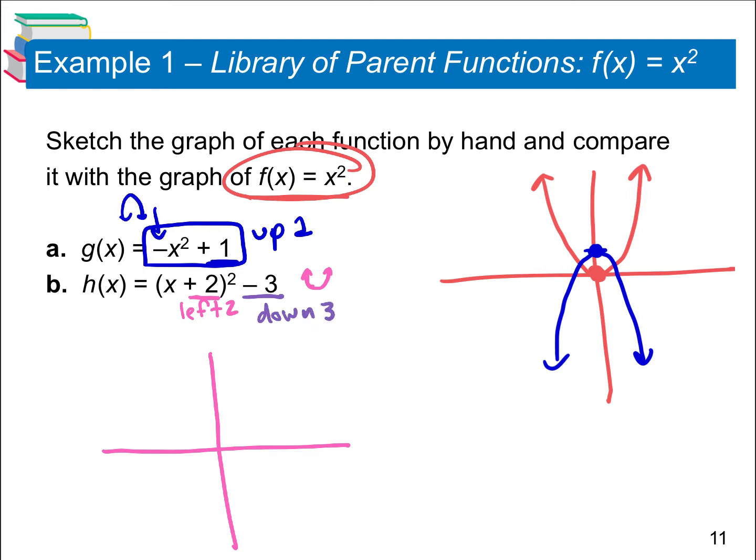So we just take our vertex, we go to the left 2, and down 3. That's our new vertex, and we said that it opens up. So our graph looks like this. So inside the parentheses, we move left or right.